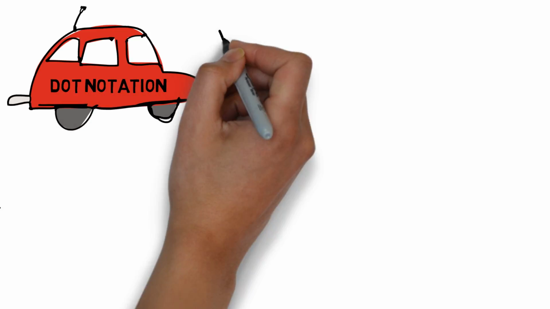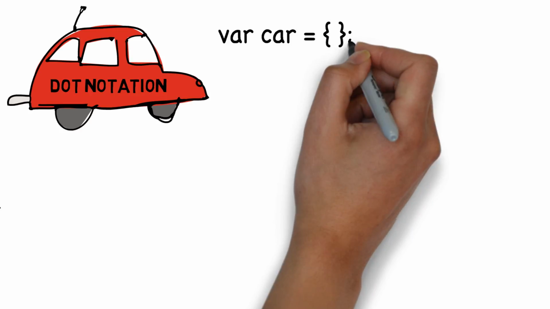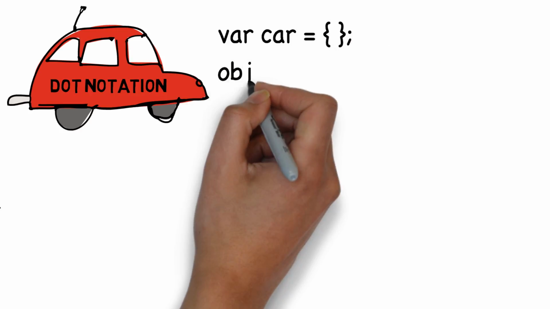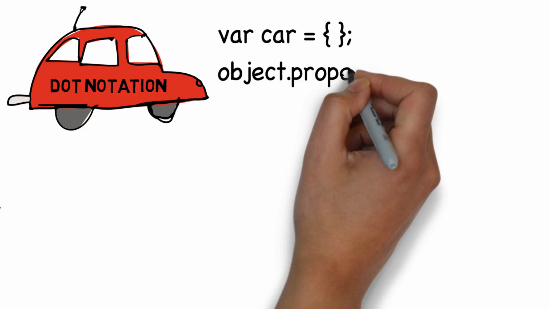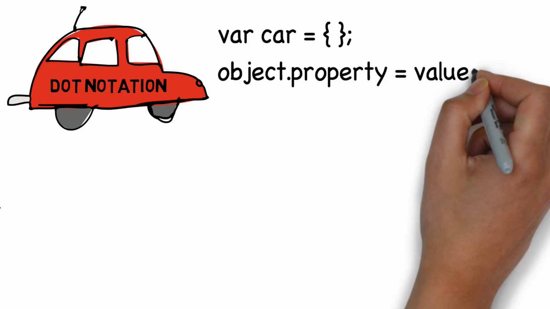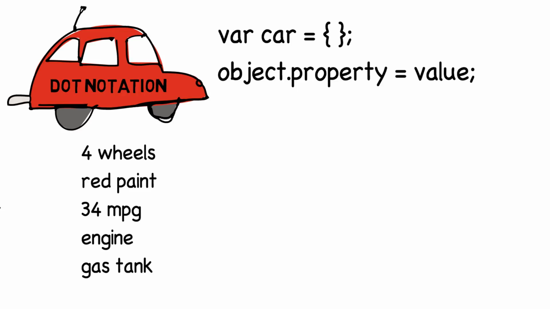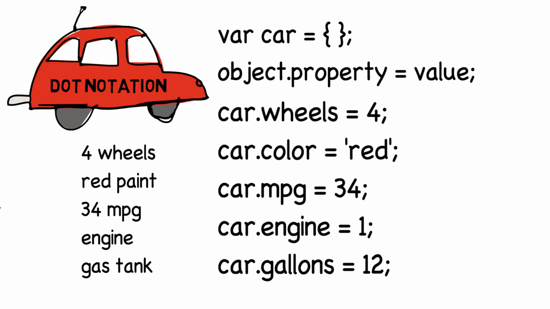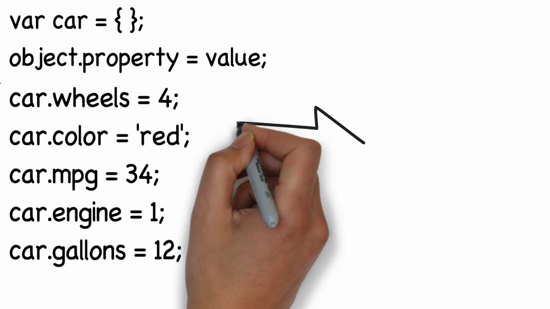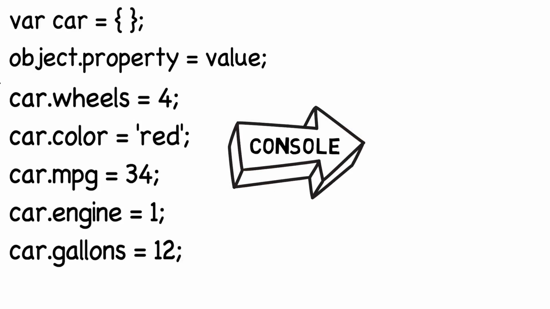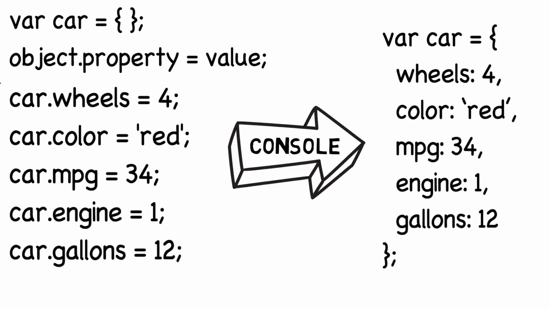We simply follow the formula of naming the object that we've created, then we put a dot, and then we name the property, and we assign it a value. These are our parts we're going to access with dot notation. The object is car, the property we want to add is wheels, and the value is the number 4. Again, the object is car, the property we want to add is color, and the value is the string red, and so on. If we type this into the console, as you will in the lab, we'll get the same result.